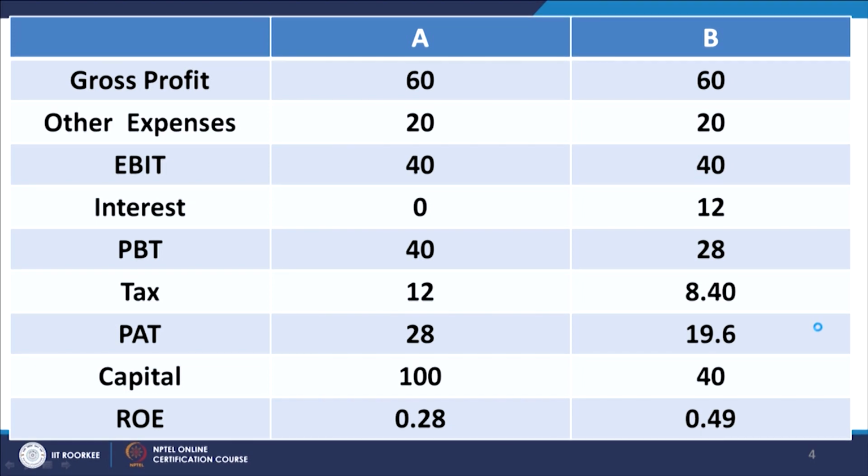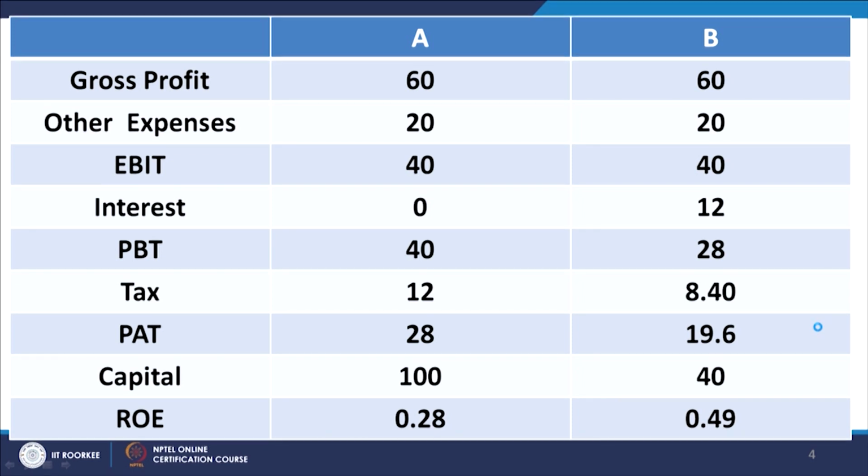With the tax rate of 30%, the profit after tax turns out to be 28 for A and 19.6 for B. The capital in the case of A is 100 because it is entirely equity financed. The capital in the case of B is only 40 because it is financed by 60 units of debt and 40 units of equity. You can easily see that the return on equity turns out to be 0.28 for A and 0.49 for B. Look at how the introduction of debt into the financing mix has resulted in a massive increase in the return on equity. This is called the leverage effect.